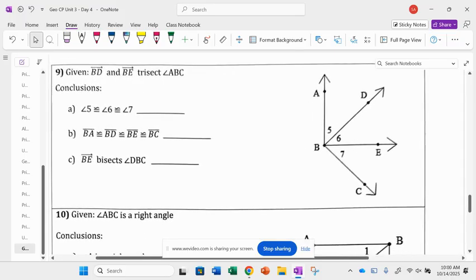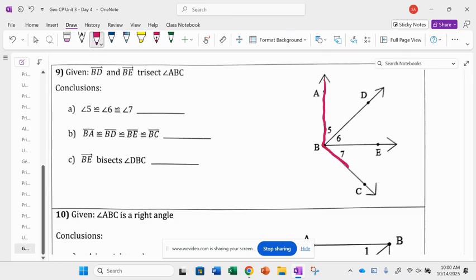All right, Sebastian, let's go through this one together. Ready? BD and BE trisect angle ABC. If you're going to trisect an angle, how many are you going to get? Three separate angles. So then we look at the angle. It says angle ABC, so I'm going to trace it ABC. Now we look inside of B. Do you see three angles on the inside? What numbers are they? Yep. So these are going to be the three equal angles based on the given.